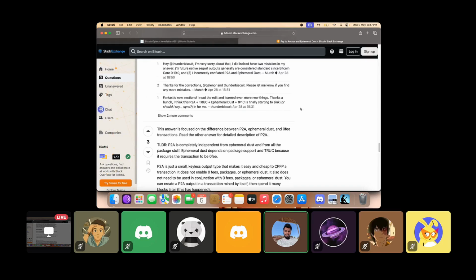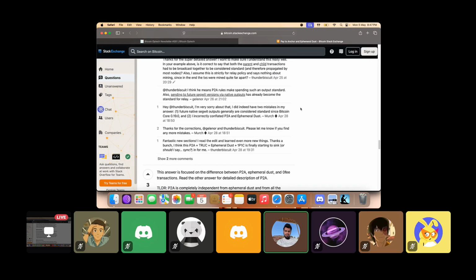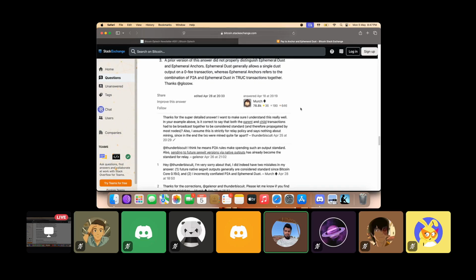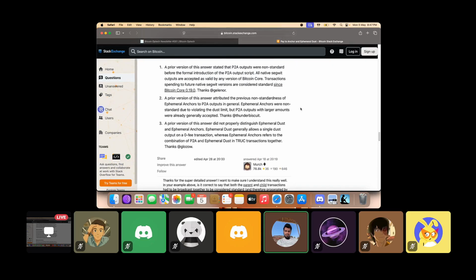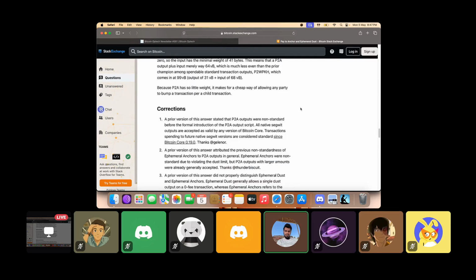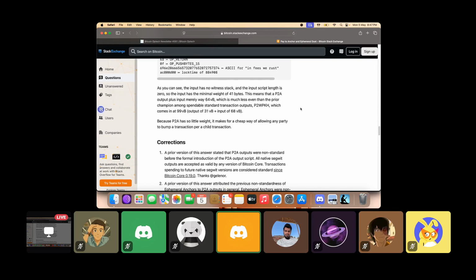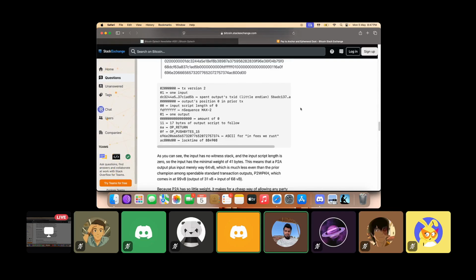As far as ephemeral anchors are concerned, they get destroyed. They don't live in the UTXO set. As long as they are there, they are there, but the moment you spend them with a child, they get destroyed. That's why the name ephemeral. But the P2A outputs, they will live there.